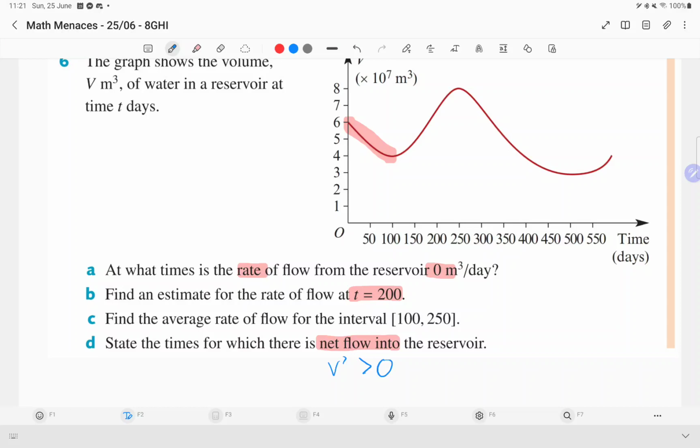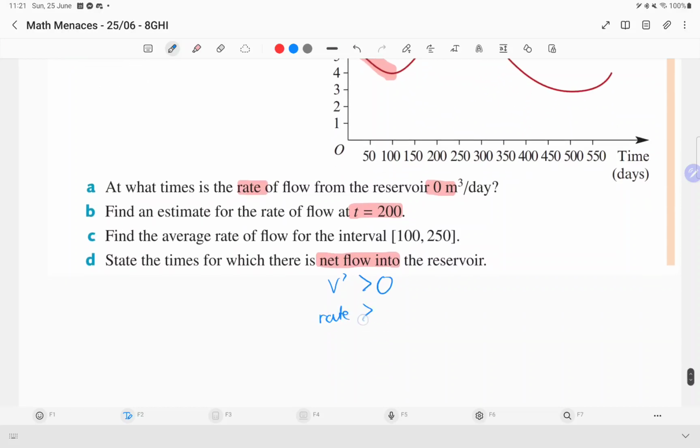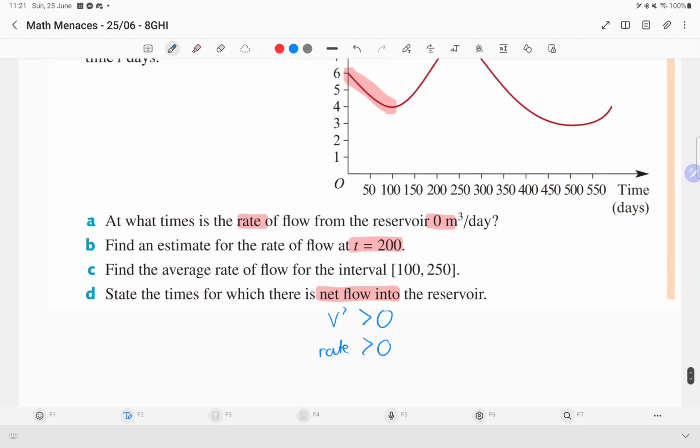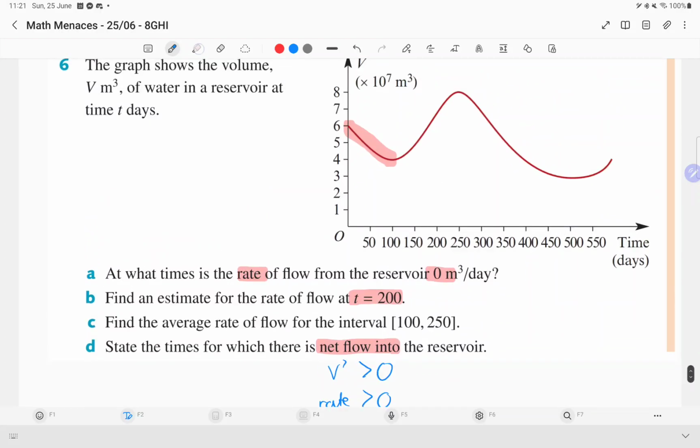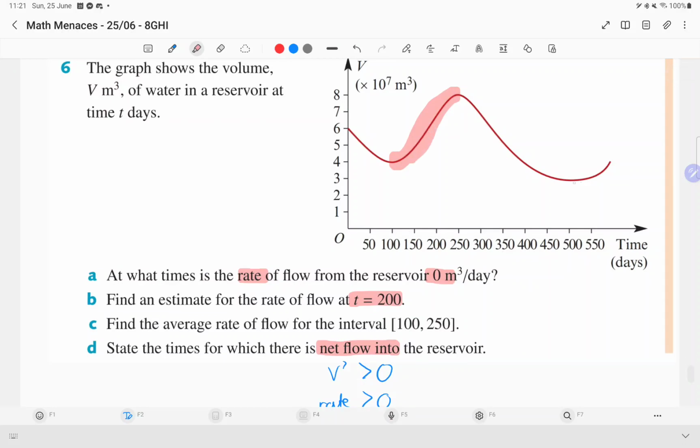So net flow into the reservoir means the rate of flow is positive into the reservoir. If it's net flow out of the reservoir, you're looking at the other section. So for question D, it will be that section there and this little section there. At those sections there is net flow into the reservoir because the volume is increasing. Do you find the stationary point, and then find the... Correct. From stationary point to stationary point would be the best option, and then from the stationary point continuing would be the other section. Because the stationary point is when it changes from decrease to increase. So start from the stationary point.